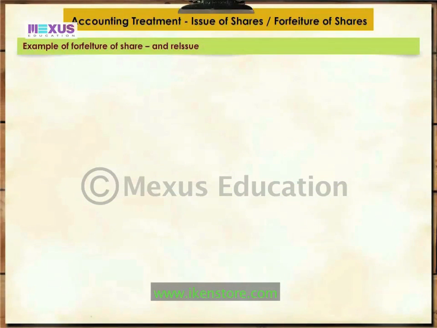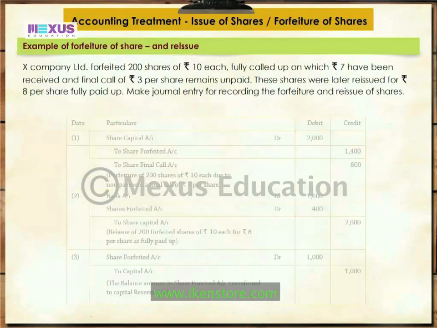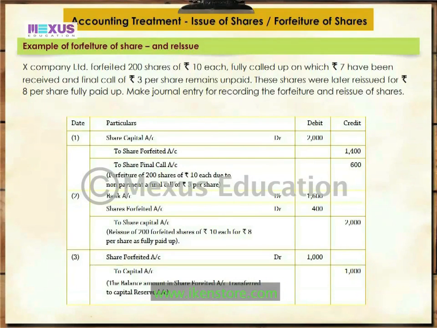Example of forfeiture of share and reissue. X Company Limited forfeited 200 shares of 10 rupees each, fully called up, on which 7 rupees have been received and final call of 3 rupees per share remains unpaid. These shares were later reissued for 8 rupees per share fully paid up. Make the journal entry for recording the forfeiture and reissue of shares.